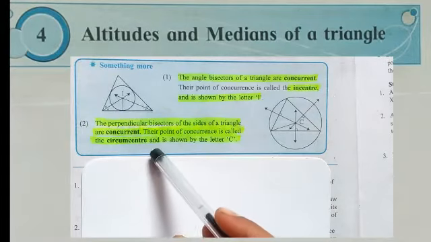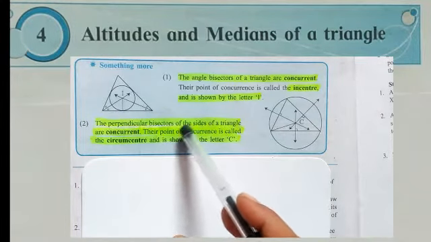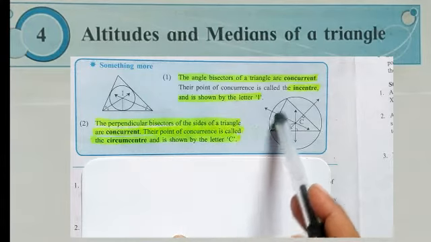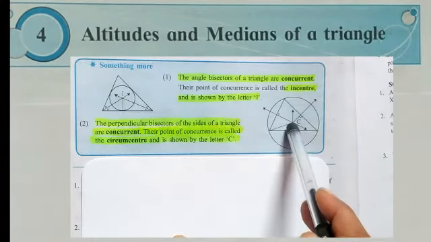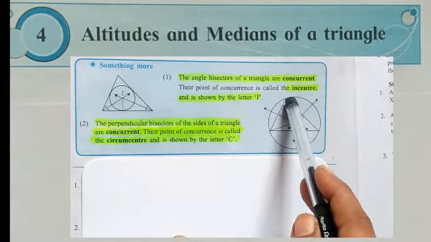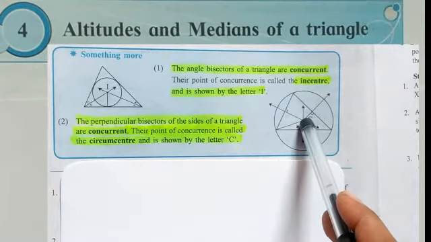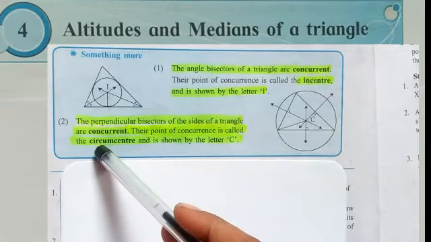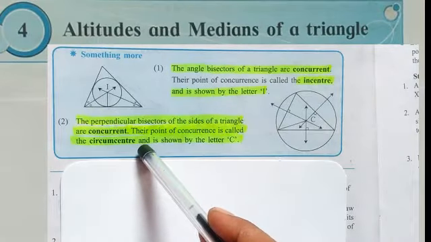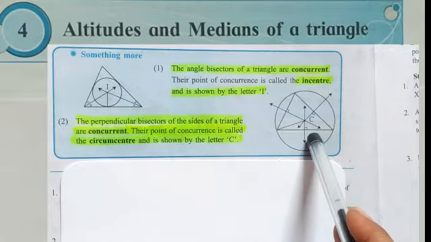Now students, another property was the perpendicular bisectors of the sides of the triangle. These perpendicular bisectors of the sides of the triangle are also concurrent, and their point of concurrence is called the circumcenter, and it is also shown with the letter C.